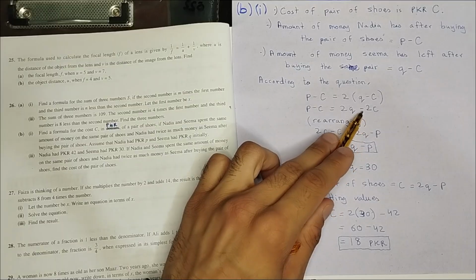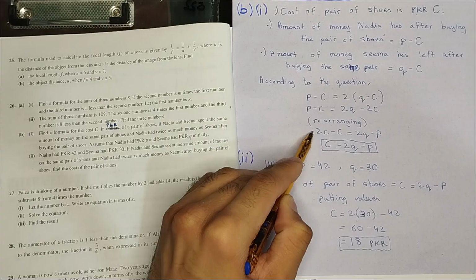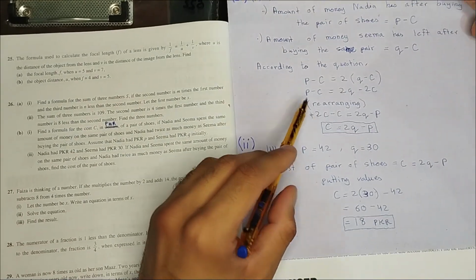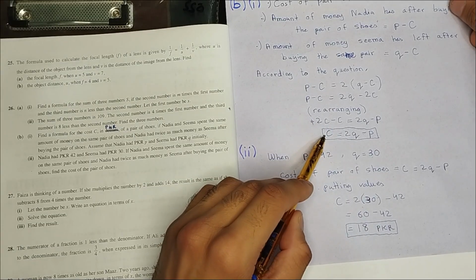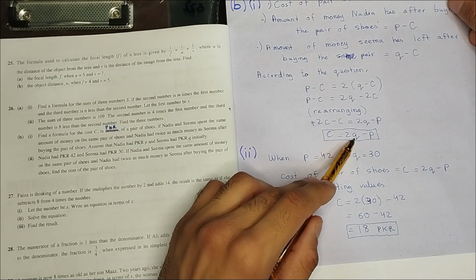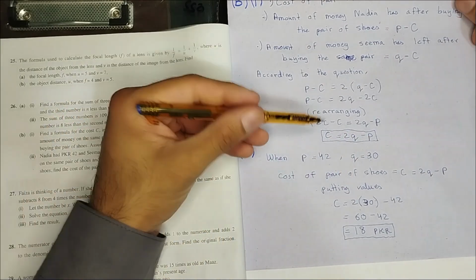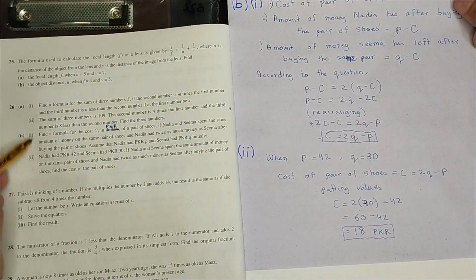Right now we have a negative C on this side of the equation. It will come on the other side and become a positive 2C. Now plus 2C minus C leaves us with C, which is equal to 2Q minus P. This equation cannot be further simplified. This is the formula that question number 26 part B is asking us for.